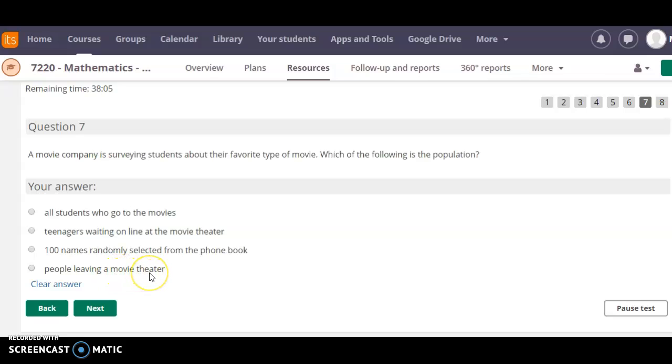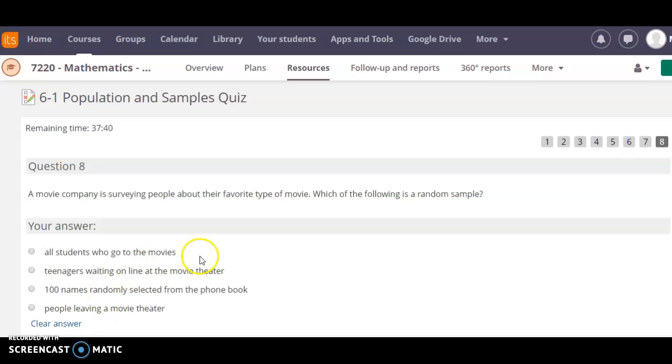People leaving a movie theater, well, that's not everybody, because everybody's not at the movies that day. We want to know about all students. And 100 names randomly selected from the phone book, well, you don't know that those people are students. In fact, they're probably not, because they're living at home with their parents and it's going to be their parents' phone number. So your best answer would be all students who go to the movies.